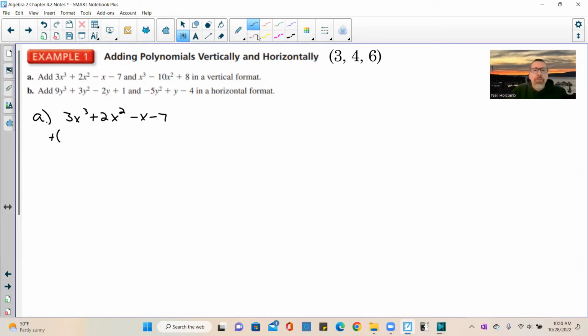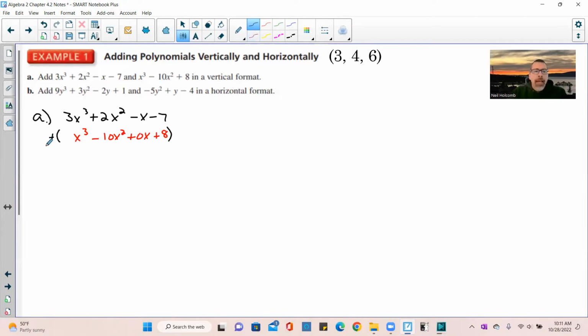And I will write the next one in red. So it's going to be x cubed minus 10x squared. Now notice I go from squared to a constant. There is no x to the first. So I'm going to say plus 0x because there's nothing there, plus 8, just to keep everything lined up. Okay, so I'm adding this to this where my terms are lined up, my like terms.